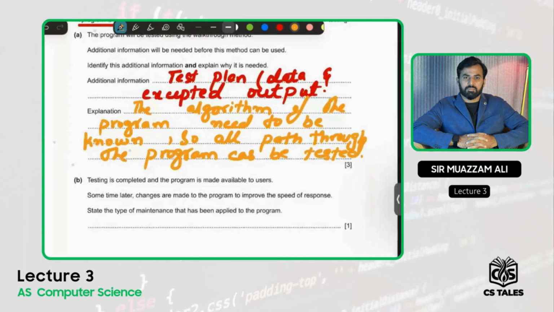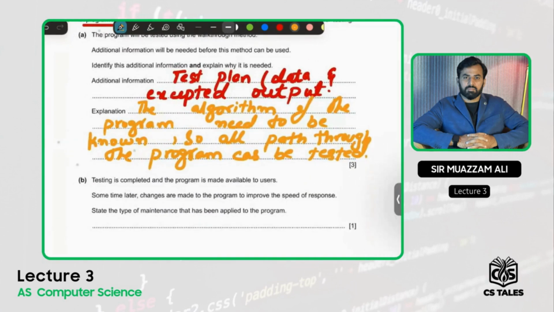Next is saying that the testing is completed and the program is made available to use. Some time later, changes are made to the program to improve the speed of response. State the type of maintenance that has been applied to the program. So basically this is perfective. Actually, in theory, we have one complete lecture in which we describe all types of maintenance, the expected questions like that.